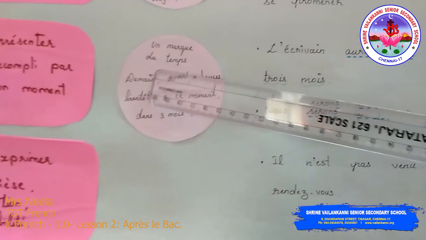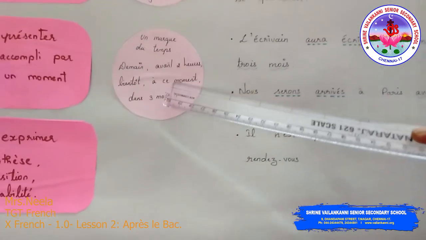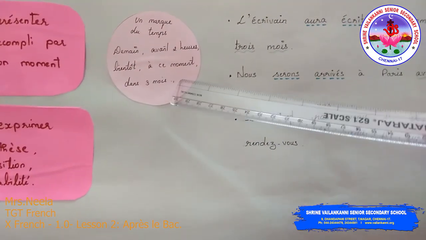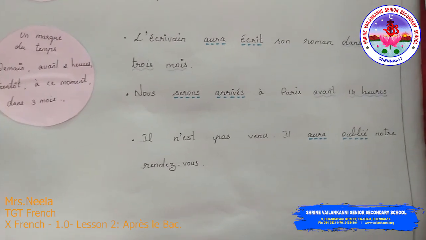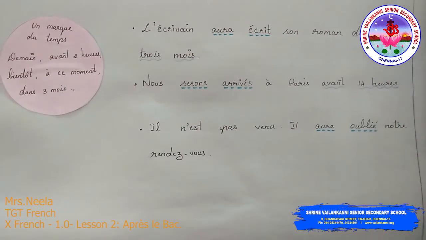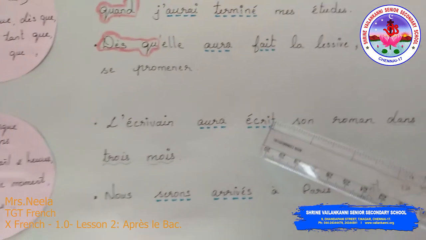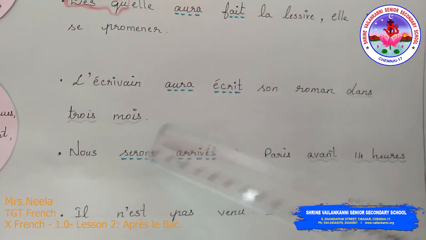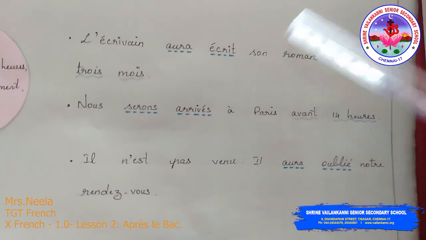Like you mark du temps, on marque du temps, like demain, avant 2 heures, bientôt, à ce moment, dans 3 mois. These are some examples to denote the moment in the future. For that also you will be using the futur antérieur. L'écrivain aura écrit son roman dans 3 mois. So in 3 months he will have completed writing his novel.